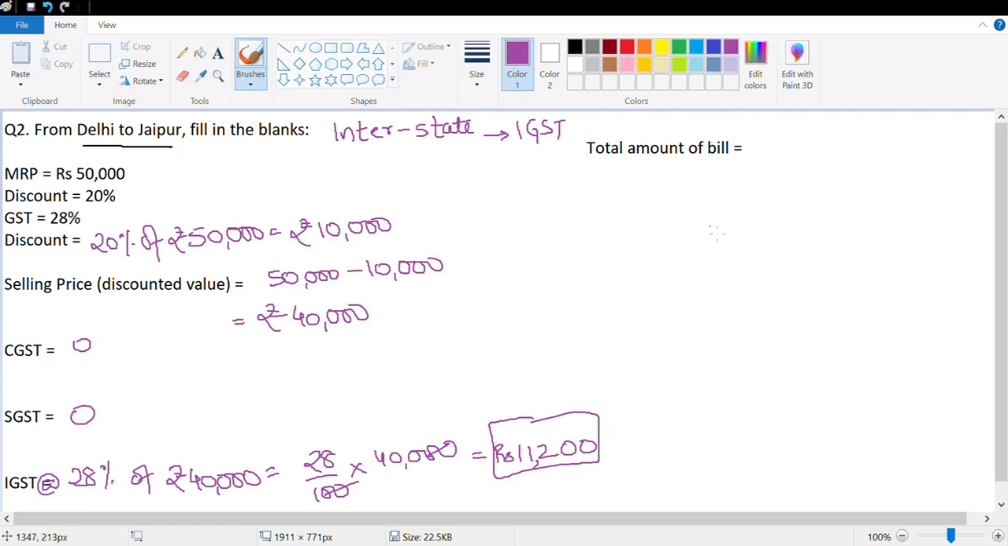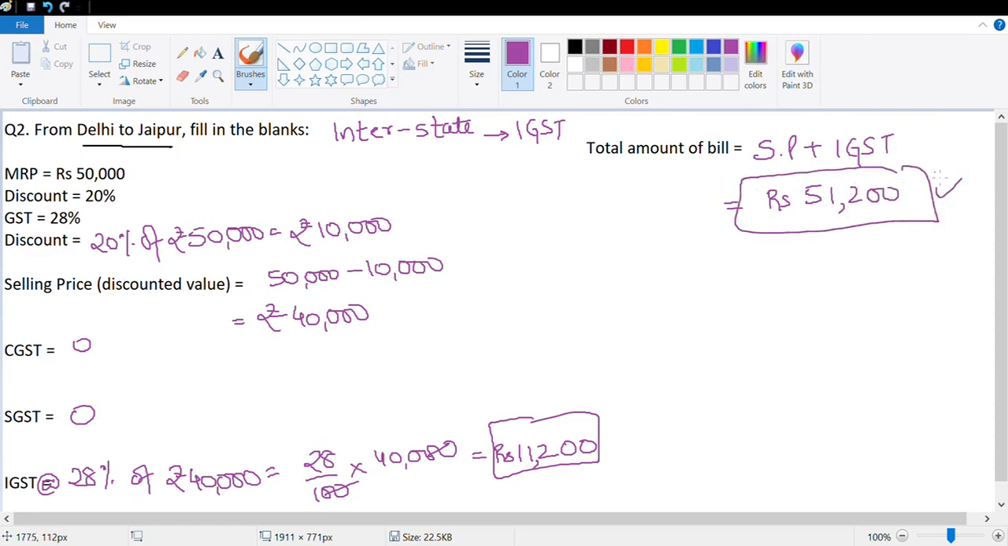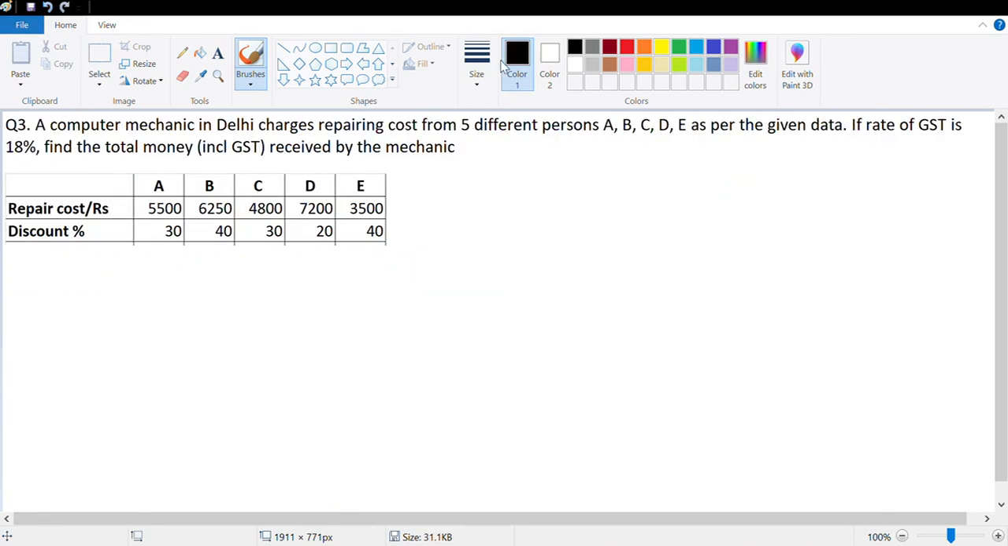Last part, what is the total amount of the bill? So that would be equal to selling price plus IGST in this case, and this is 40,000 plus 11,200. So that's rupees 51,200. Wonderful. Simple questions. The only thing you need to understand is the concept of intra and inter, and then you need to know how to calculate percentage. Let's look at the next one.